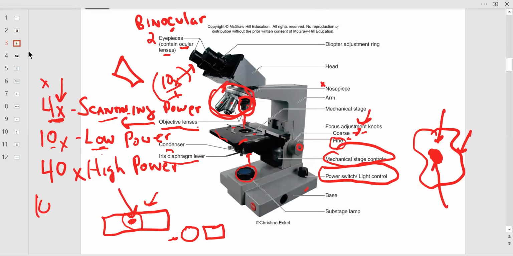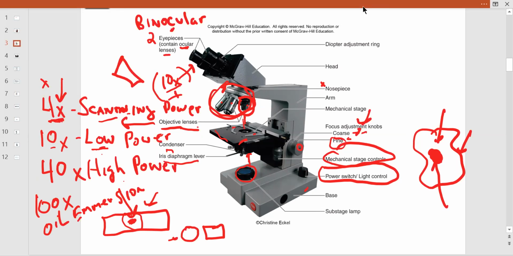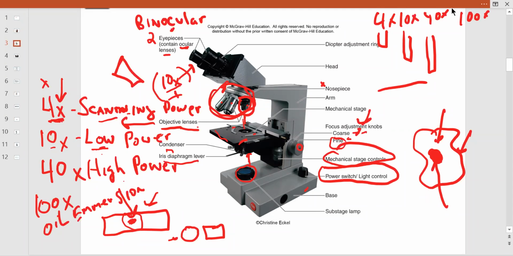So 100x is usually oil immersion, which I didn't even put that lab in your assignments because we don't use it. I think it's 2 M's, you tell me. Oil immersion is where you drop oil in there and you put the lens. It's the longest lens, by the way. So the lenses get longer. Like 4x is like this long, 10x a little bit longer. And here's the microscope slide. And then 40x is a bit longer. And then you have the oil immersion, which is 100x, is really good.